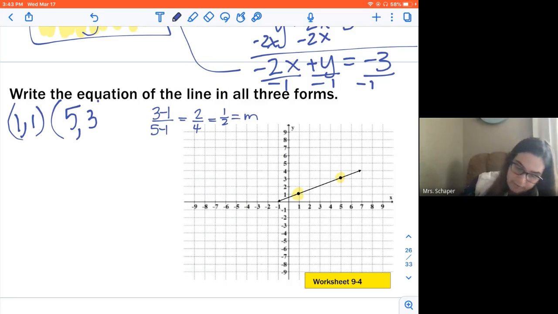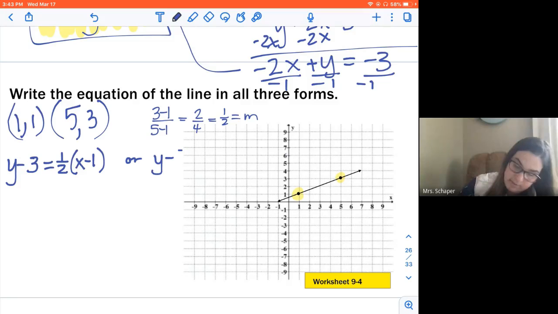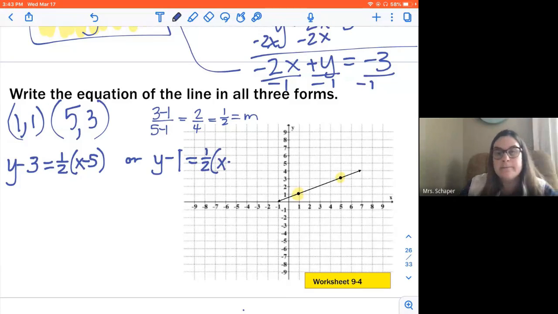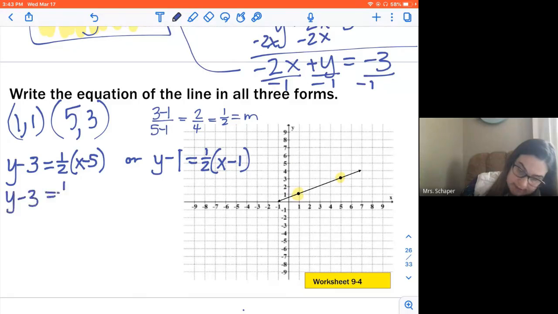Okay. So my first one is either going to be y minus 3 is equal to 1/2 times the quantity x minus 1. Or you could write it as y minus, oops. Did you see my mistake? It should have been x minus 5. I made a mistake. There you go. Now I fixed it. Or y minus 1 is equal to 1/2 times the quantity x minus 1. So here we go. y minus 3 is equal to 1/2 x minus 5/2. So here's my point slope form.